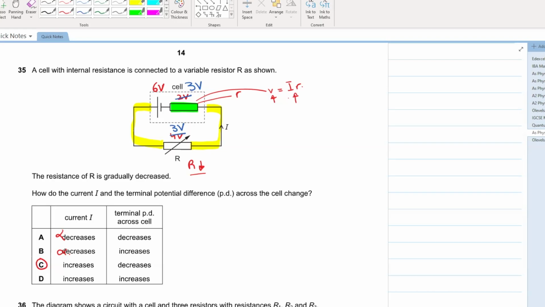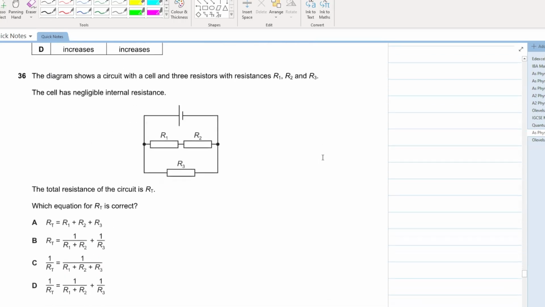Let's move ahead. Let's move forward. Now let's see this question. The diagram shows a circuit with a cell and three resistors R1, R2 and R3. The cell has negligible internal resistance. The total resistance of the circuit is RT. Which equation for total resistance is correct?